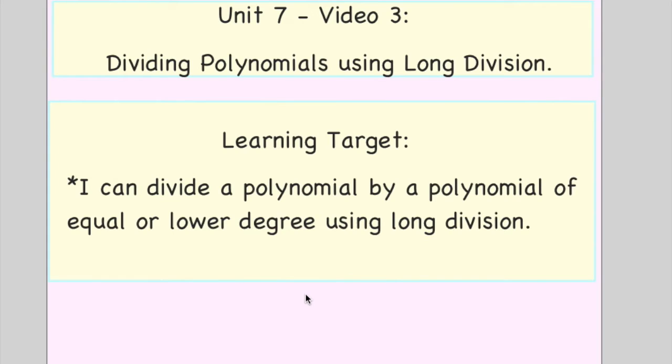Your learning target is that you can divide a polynomial by a polynomial of equal or lower degree using long division. So long division is something you guys have used since you were third or fourth grade, maybe even before that. So we're going to do that, but now it's going to be with polynomials instead of numbers.